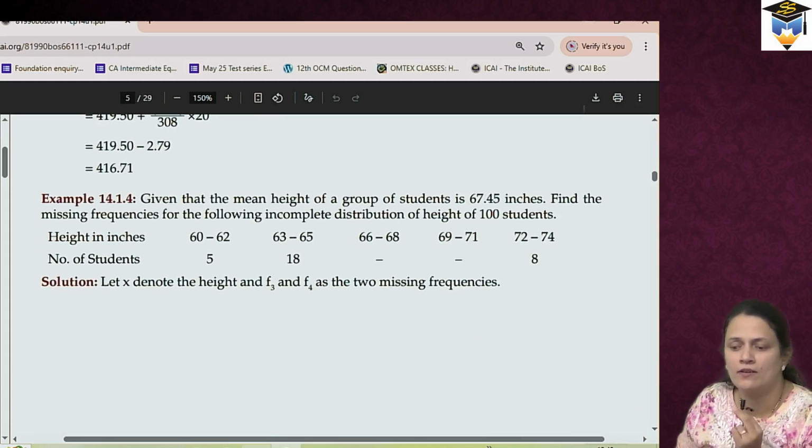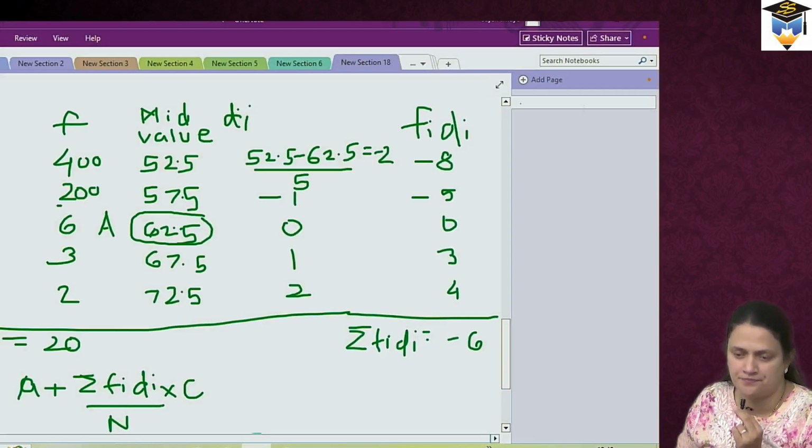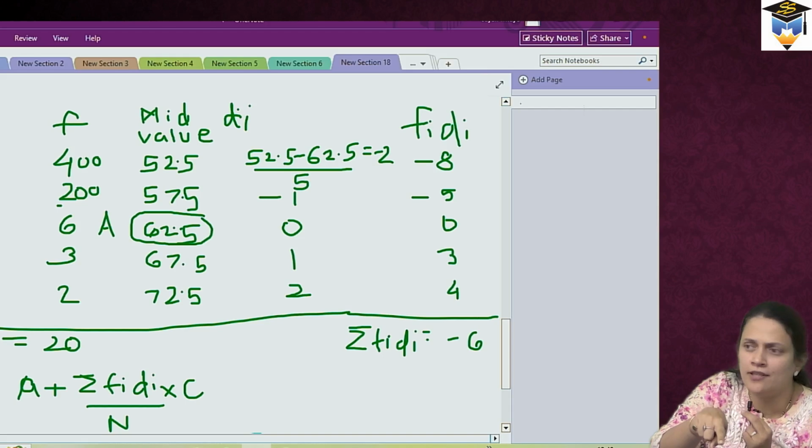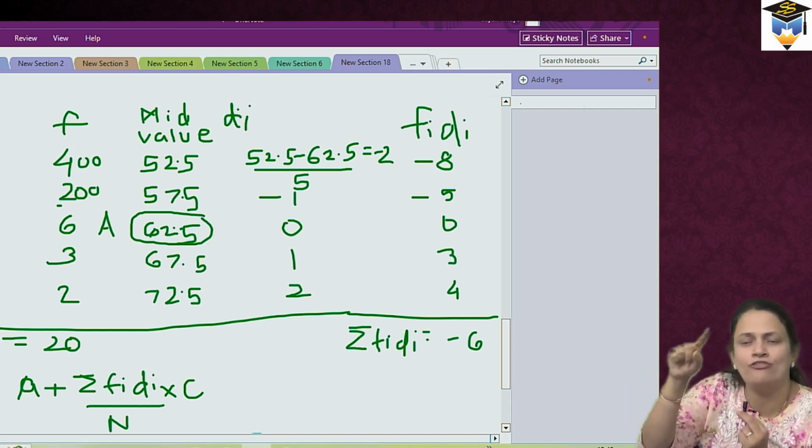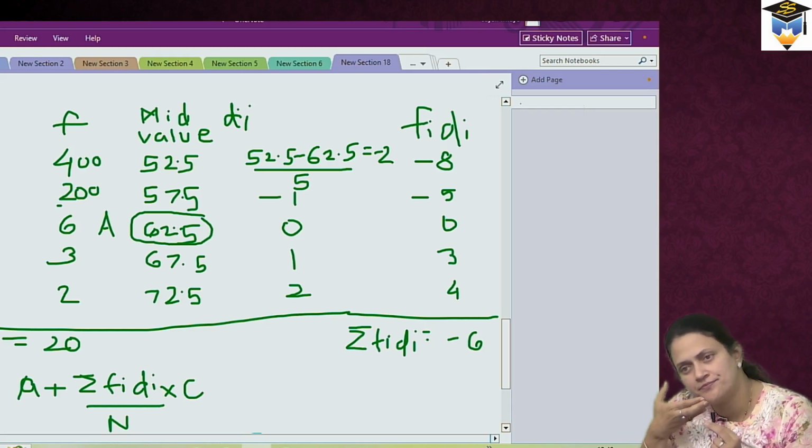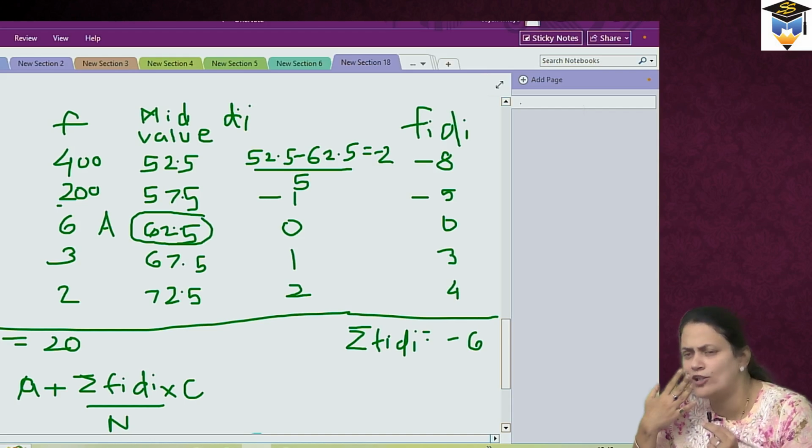Which frequency? Four into 100, that is 400. Second is 5 into how much? 5 into 40. What was our frequency? 5. So 5 multiplied by what? What is the bonus? Why not 56?